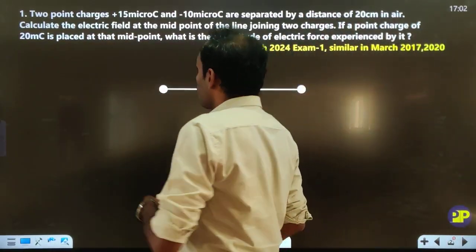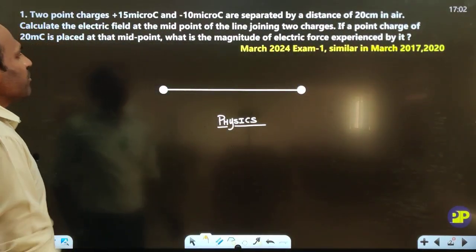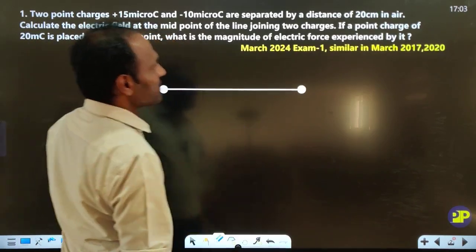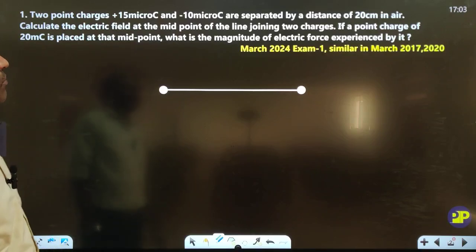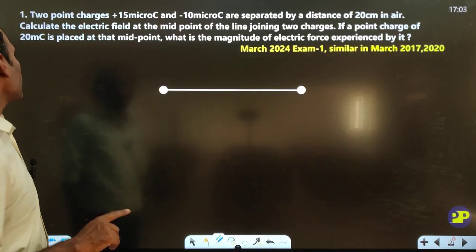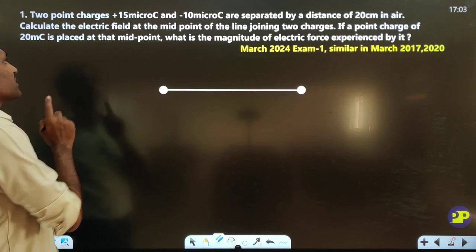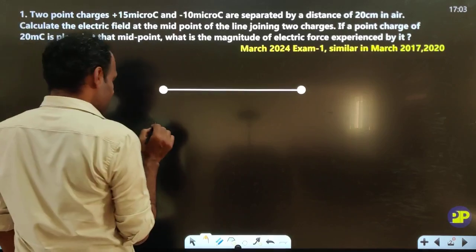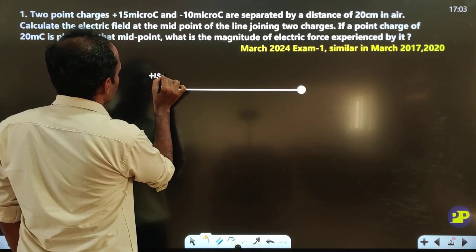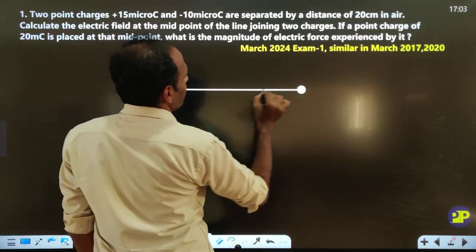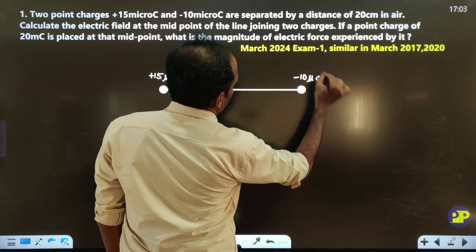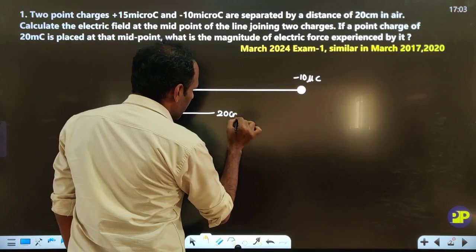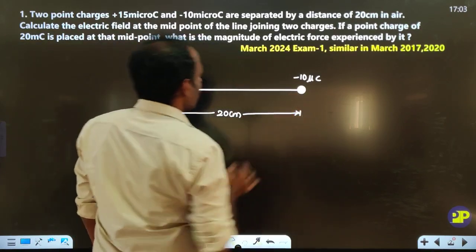Okay, the first question is, 2 point charges plus 15 microcoulomb and minus 10 microcoulomb are separated by a distance of 20 centimeter in air. Calculate the electric field at the midpoint of the line joining two charges. If a point charge of 20 millicoulomb is placed at the midpoint, what is the magnitude of electric force experienced by it? Okay, there are two charges here. First one is plus 15 microcoulomb and second one is minus 10 microcoulomb, right? They have been placed at a distance of 20 centimeter from each other, right?